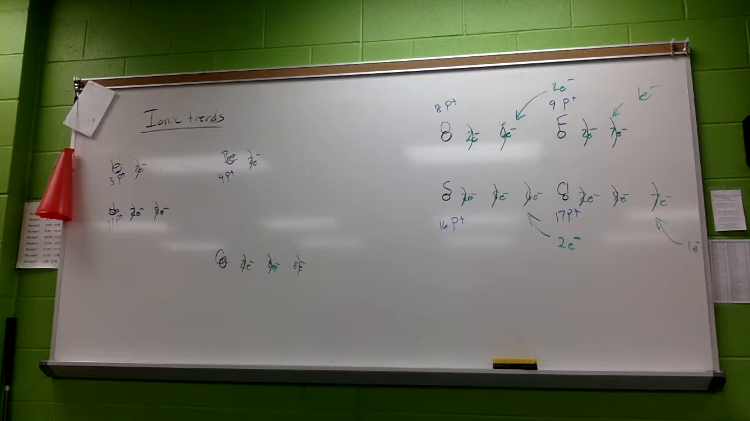But then, after silicon, what's phosphorus going to do? Smaller. Sulfur, smaller. Chlorine, smaller because of the increased nuclear charge. So for the ionic trend: smaller, smaller, smaller, big, smaller, smaller, smaller. Because we went from losing electrons to gaining electrons.